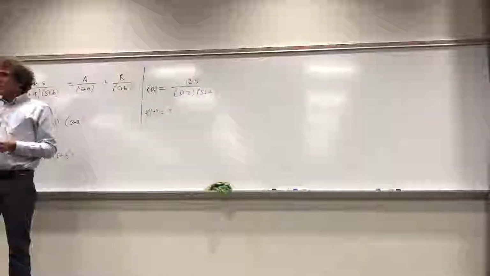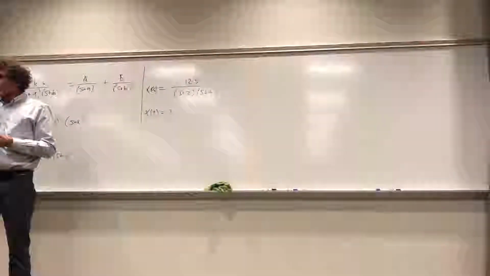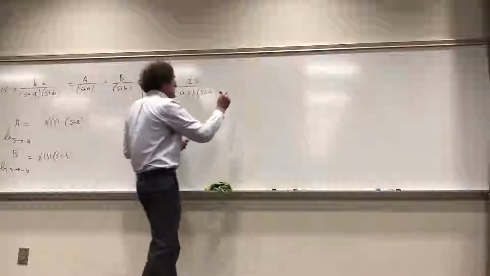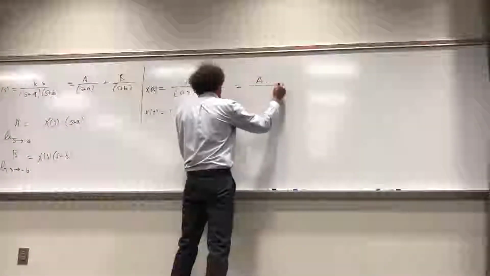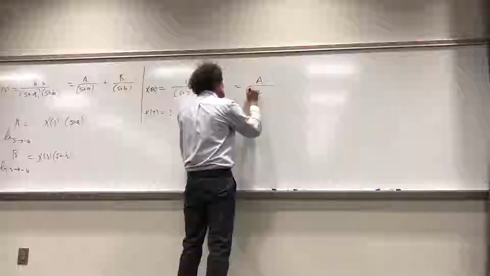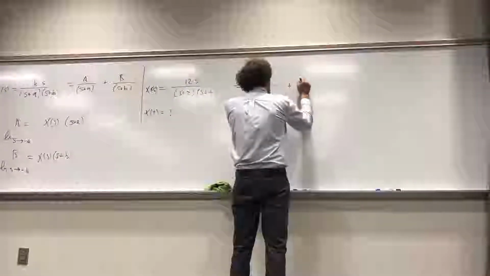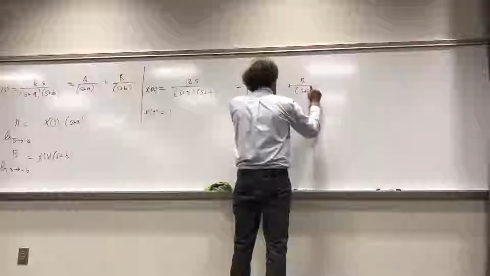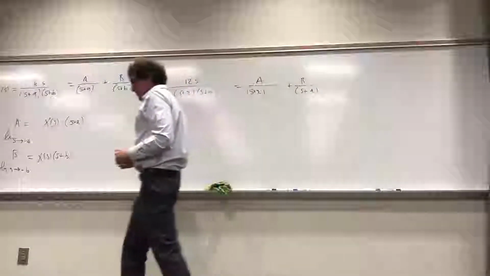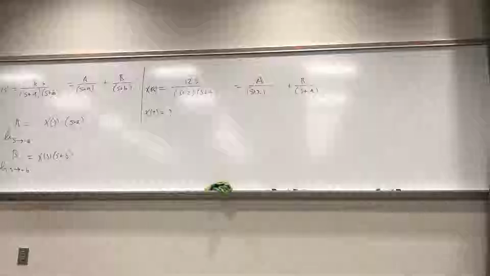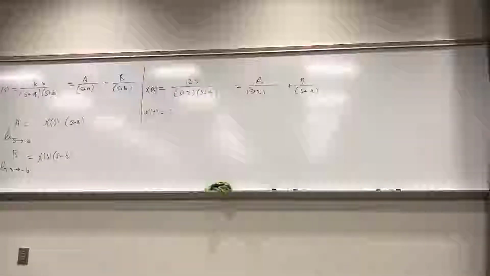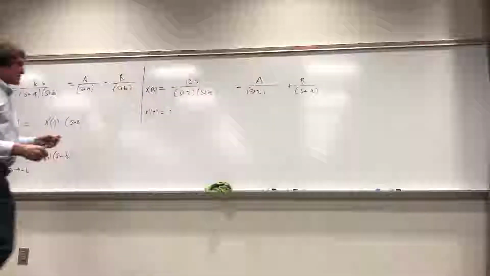So I'm trying to find x of t, but that's what I've got to work with, right? I've got 2 simple poles downstairs. Agree, class? So now I go ahead and expand it: A over s plus 2 plus B over s plus 4. All right. Take a look at this. Do it yourself right now.